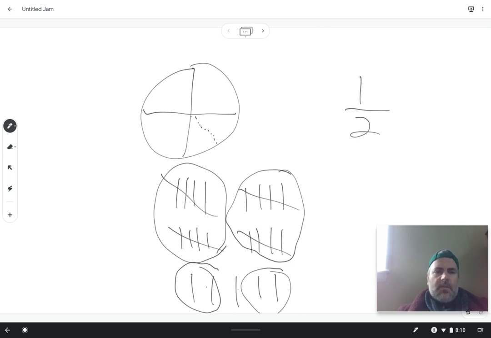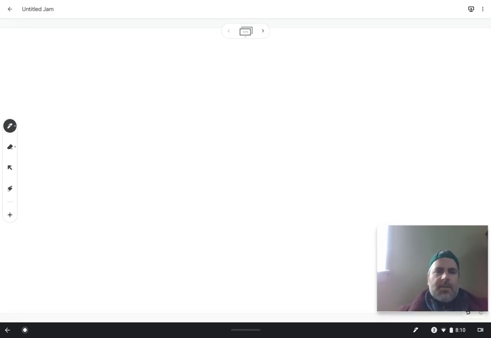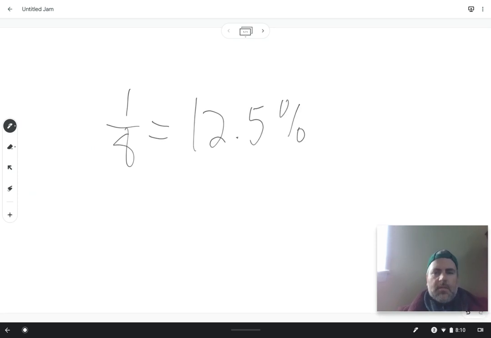So as we've said before, and it's good to remember, as a fraction, 1/8 is equal to 12.5%. Okay? All right. Now, we can go further on this. 1/4 is equal to 25%. 1/8 is 12.5%. What is 1/16? What percentage is that?